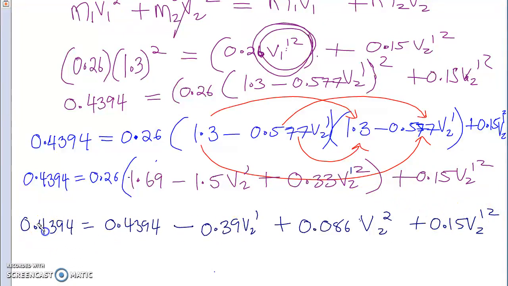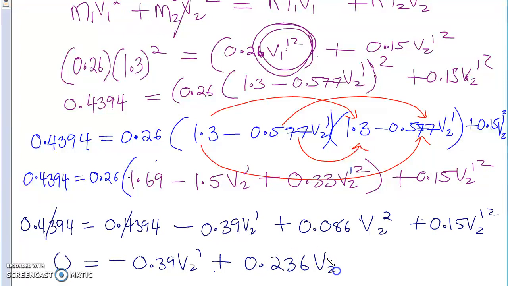Now what we're going to do is bring this over to this side. So this and this will cancel each other out, correct? And you're left with 0, which equals negative 0.39 V2 prime, plus we're going to add those two together. What do you get? 0.236 V2 prime squared.